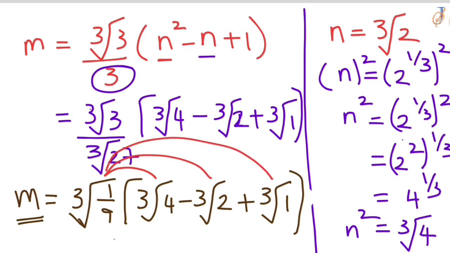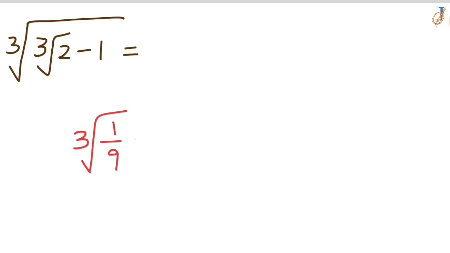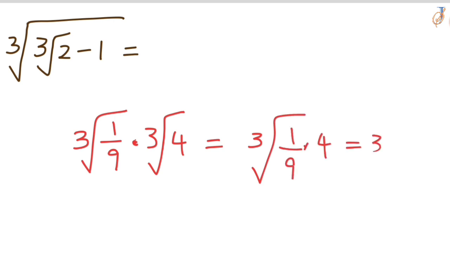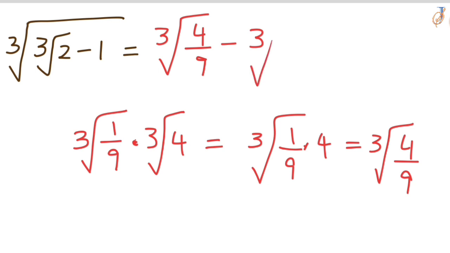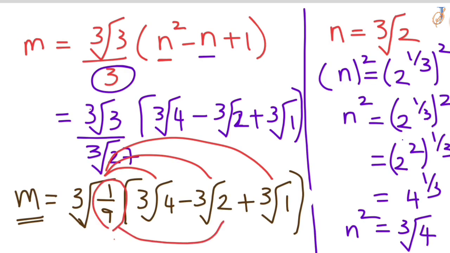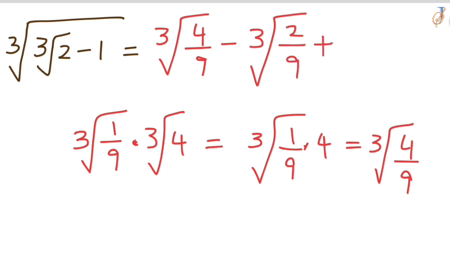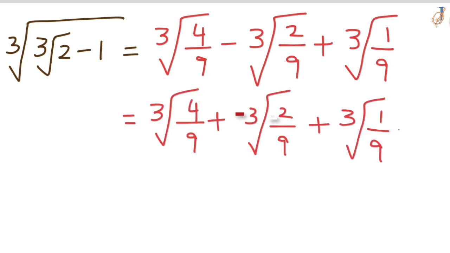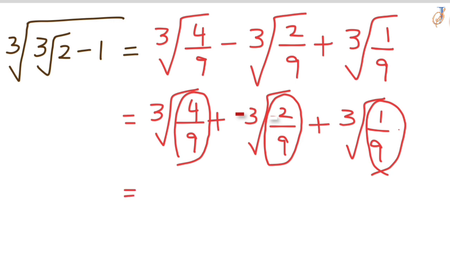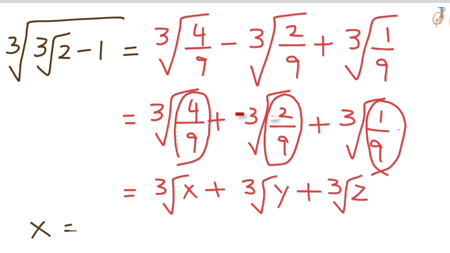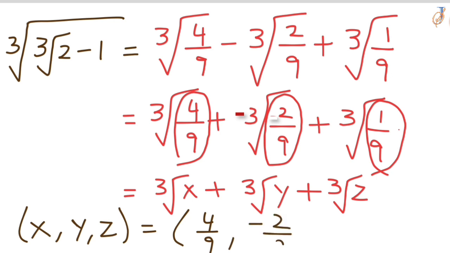So cube root of 1 upon 9 times cube root of 4. So we can write this as cube root of 1 upon 9 times 4, which is cube root of 4 upon 9. Similarly, another term we can write as cube root of 1 upon 9 times 2, which is cube root of 2 upon 9, with a minus sign, plus the last term, cube root of 1 upon 9. We need to find 3 rational numbers whose cube roots add up. So our x value is 4 upon 9, y value is minus 2 upon 9, z value is 1 upon 9. So this is cube root of x plus cube root of y plus cube root of z. X value is 4 upon 9, y value is minus 2 upon 9, z value is 1 upon 9.